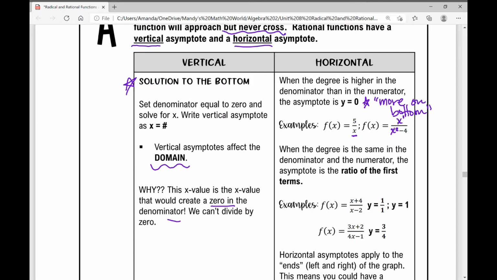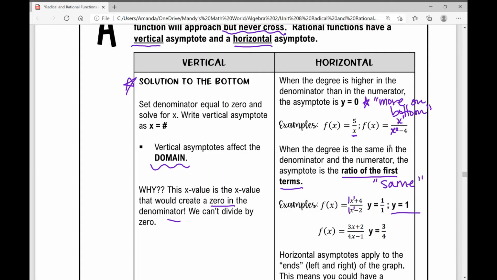Now let's say the degrees are the same. Your horizontal asymptote is going to be the ratio of the first terms. So some examples of this would be you have f of x equals x plus 4 in the numerator and x minus 2 in the denominator. So my exponent is 1. That's the highest exponent. So they're the same. Okay, so when they are the same, your horizontal asymptote is just the ratio of the first terms. So right here, the leading coefficient is 1 in my numerator and 1 in my denominator, and I would write that as y equals 1 over 1, which just simplifies to y equals 1.